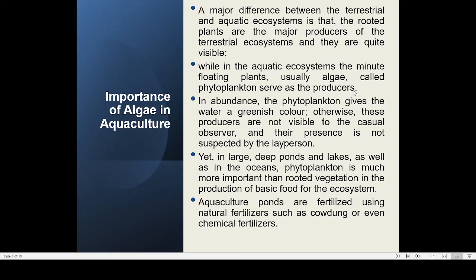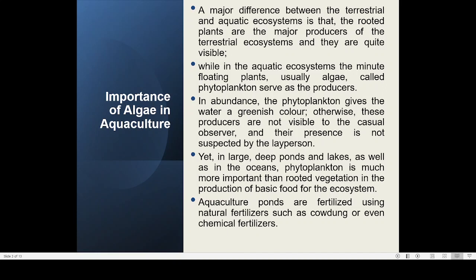main producers. The meaning of the sentence is that if you take a land area like a forest or a grassland, most of the food production, or most of the photosynthesis, is actually carried out by plants with roots. But coming to an aquatic ecosystem, most of the photosynthesis will be carried out by plants which do not have a proper root system. So that is the point which is mentioned here.